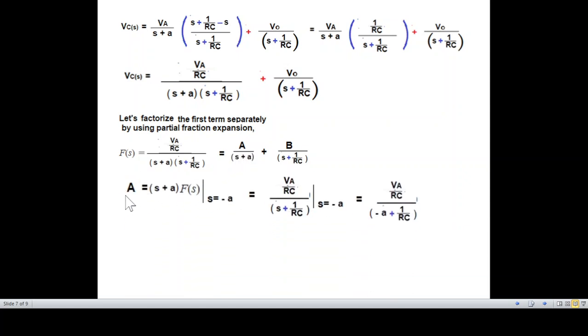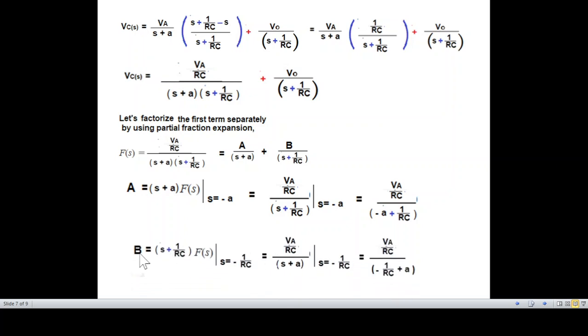And from here, A will be the denominator term multiplied by this whole thing. So when we multiply this, then the S plus 1 term will get cancelled. What will be left is this term, so VARC over S plus 1 over RC. We also have to put a condition. When we put S plus 1 equal to 0, that means S is equal to minus 1. So this is the condition that we will use here. And now putting the value of S, we get this value for A.